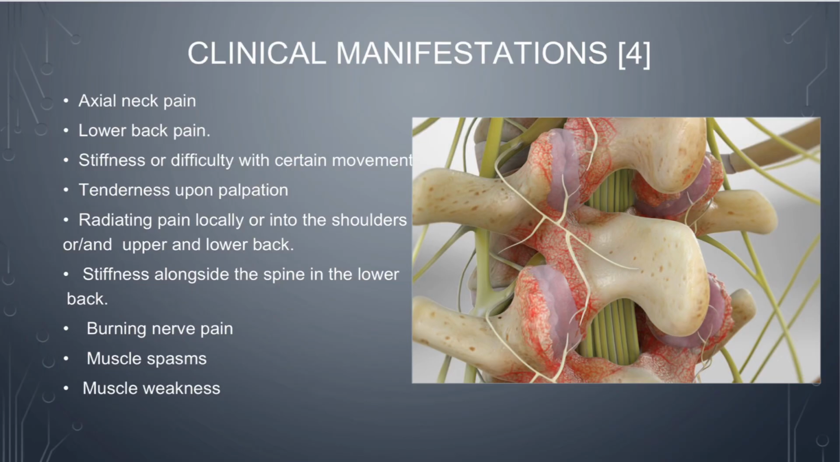Some clinical manifestations that we have with this condition: facet joint dysfunction can range from a dull ache to chronic pain. That may make it difficult for patients to complete tasks of daily living. We can have neck or lower back pain, stiffness or difficulty with certain movements, tenderness on palpation, radiating pain locally or into the shoulders or lower back, stiffness along the spine in the lower back, burning nerve pain, muscle spasms, and muscle weakness as well.